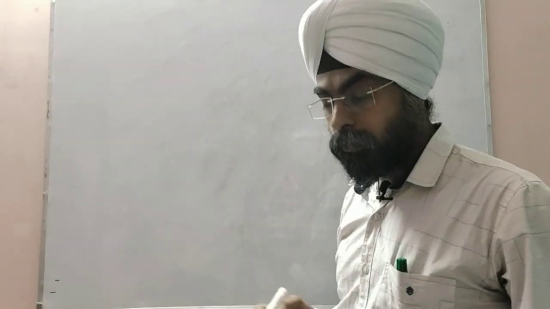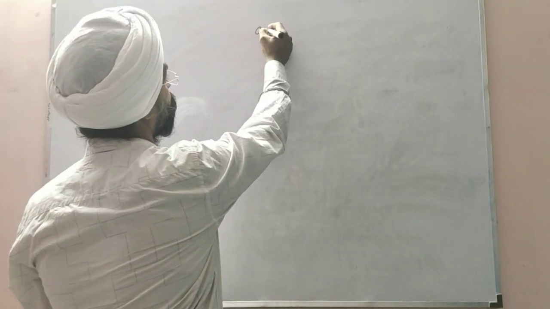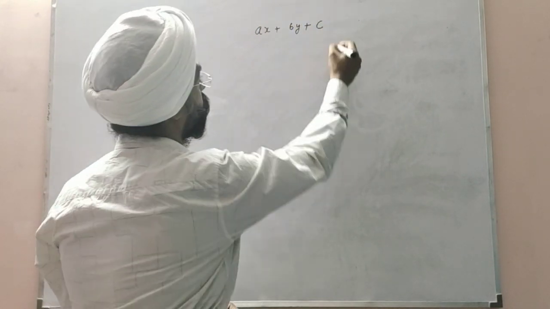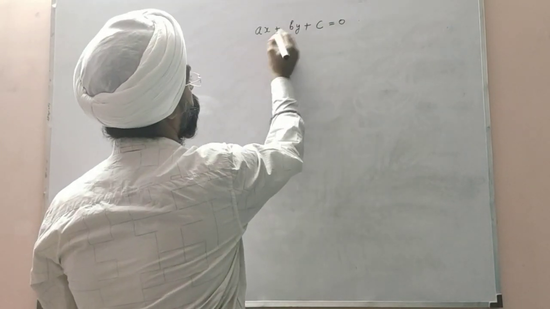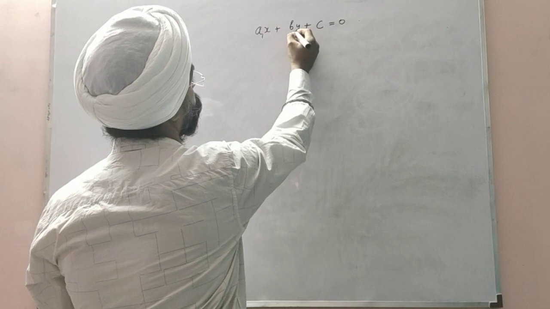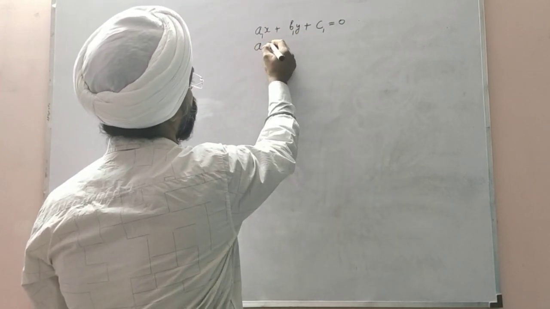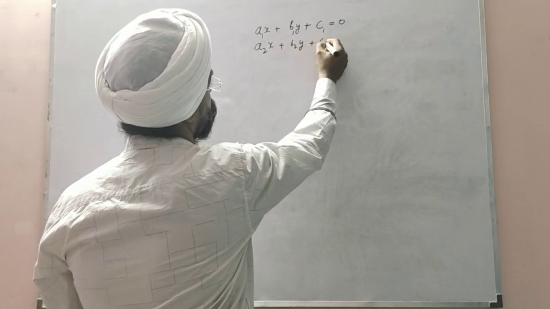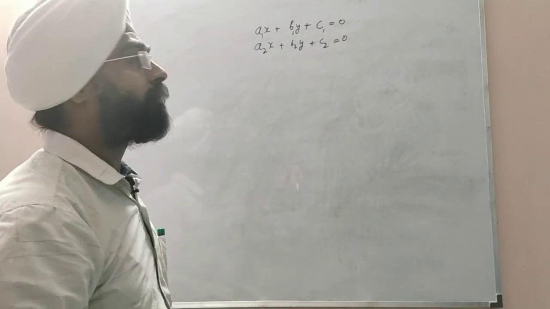So the basic equation you already know. What is the basic equation of a linear equation? It is ax plus by plus c equal to 0. This is the first equation, so we can put it as a1x plus b1y plus c1 equal to 0. The second equation we can take as a2x plus b2y plus c2 equal to 0. These are the two linear equations that we can take for the example.